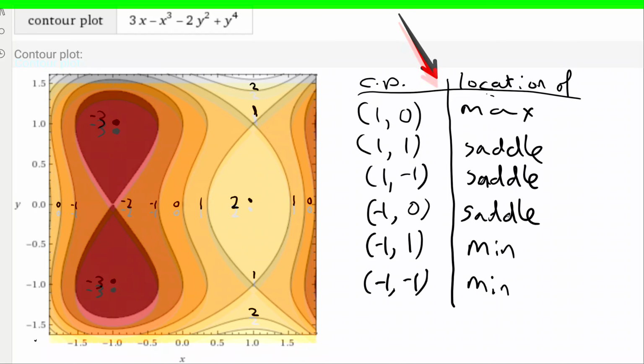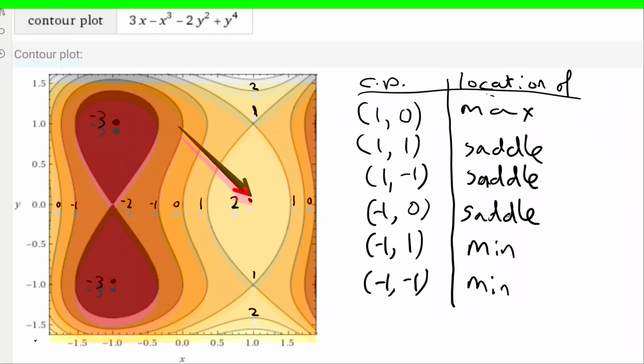Over here on the right, I've got this table where I list our 6 critical points and the classifications that we got for them using the second partials test. I do just want to emphasize, we didn't say that 1, 0 was a max. We said it was the location of a max. I just didn't have enough room on the screen to write location 6 times.